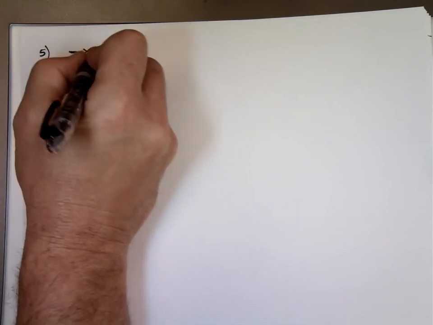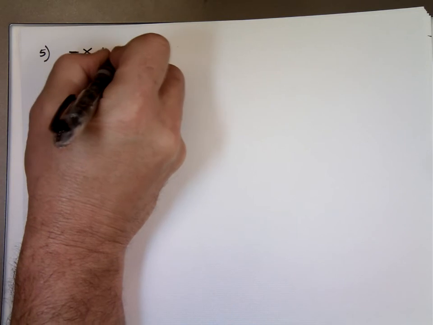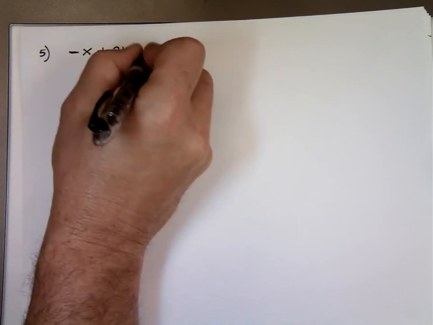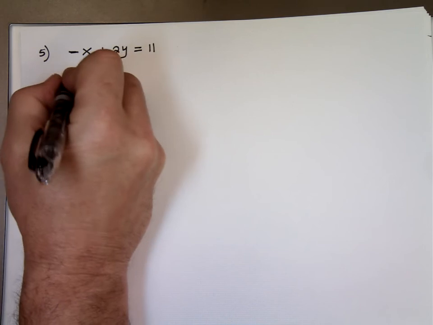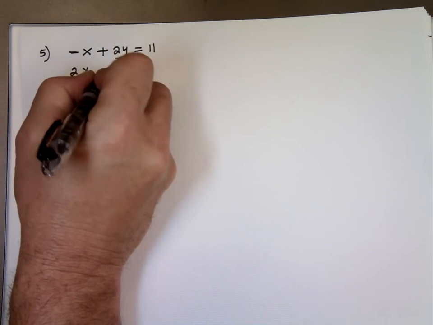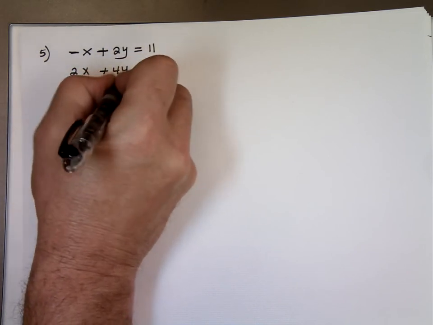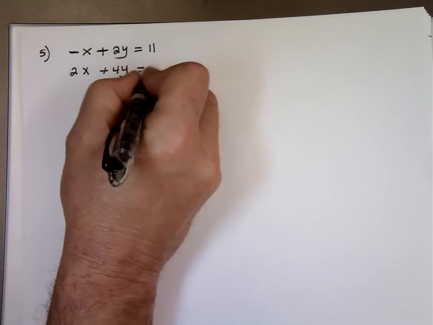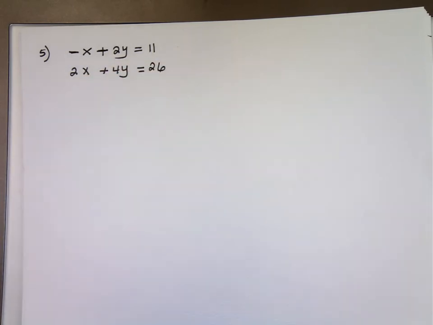Negative x plus 2y equals 11. 2x plus 4y equals 26. Now you can use any method to solve them. Here probably the smart method to use is what? Y equals to 0 and x plus 2. You mean graph them using Y-intercept?